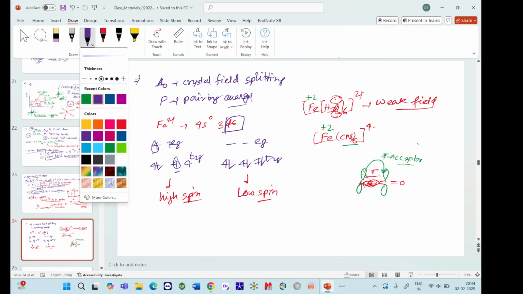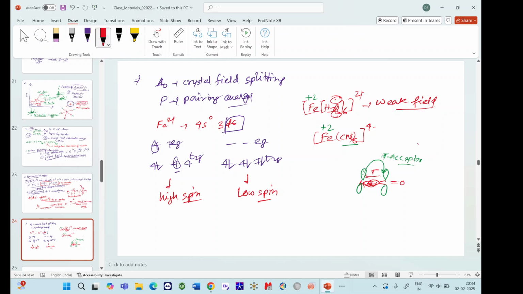Now, due to this, the bond becomes stable. This is called strong field, and you get this configuration where all the electrons are paired. So for strong ligand field, your delta 0 is much higher. Here delta 0 is small. So I told you there is one more term that is called pairing energy.